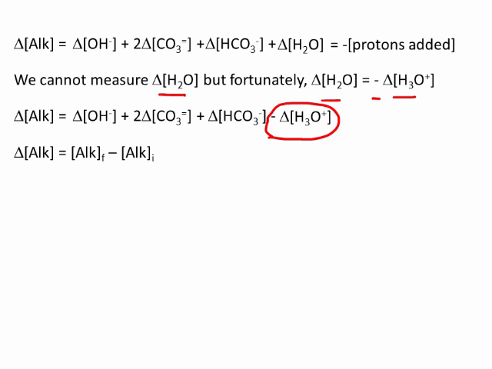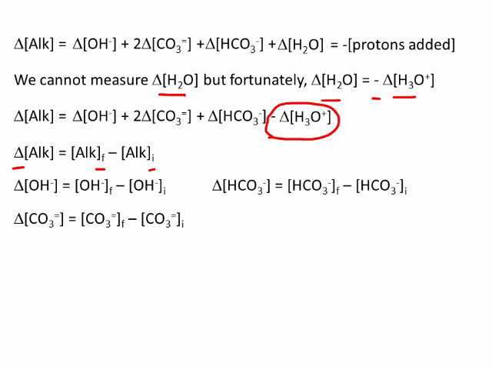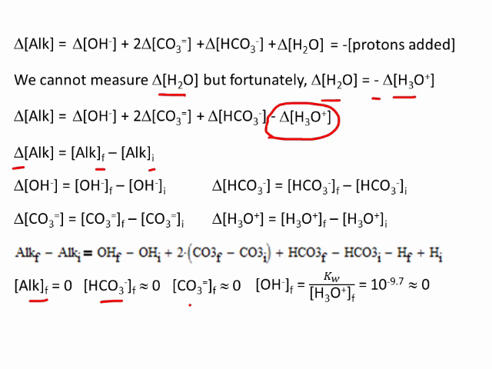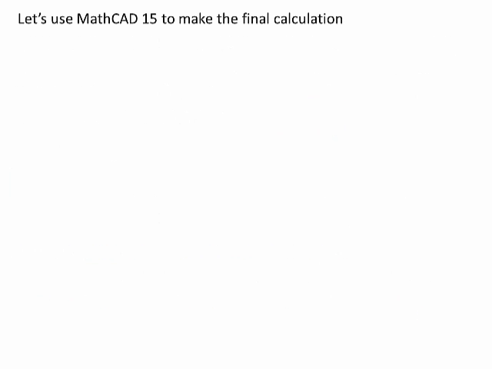We flesh out all of our changes as the final value minus the initial value for alkalinity, for hydroxide, for carbonate, for bicarbonate, and for hydronium. Here we have the equation where we've summed all of those fleshed out changes as it would appear in a MathCAD worksheet. We know that the final alkalinity needs to be 0 relative to the pH 4.3 endpoint. We know that the final bicarbonate and carbonate concentrations are 0. We know that the final hydroxide concentration is very, very small, and we can consider that to be 0. So we use MathCAD 15 to make the final calculation.